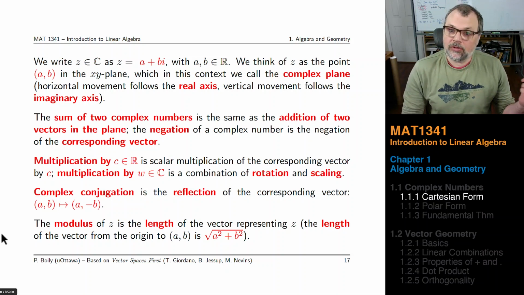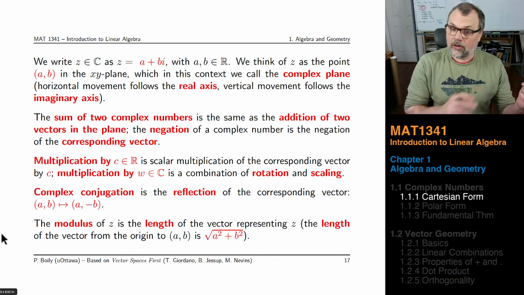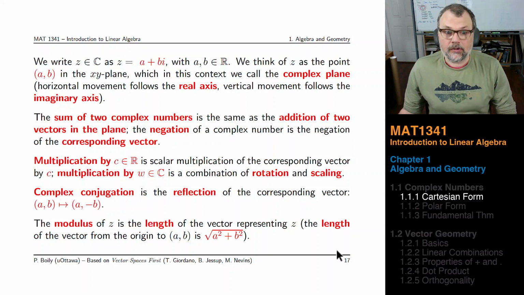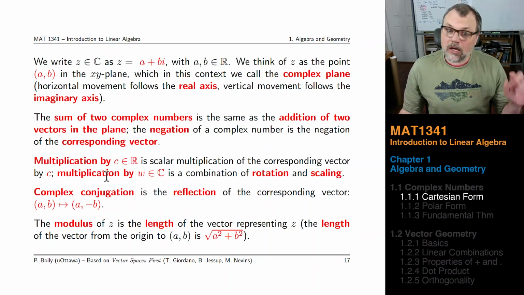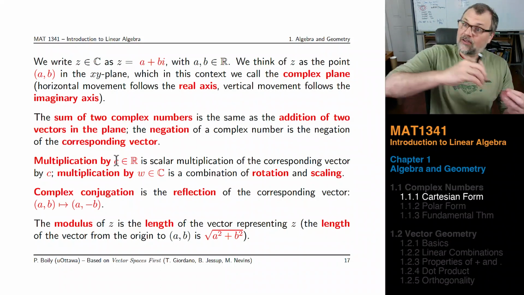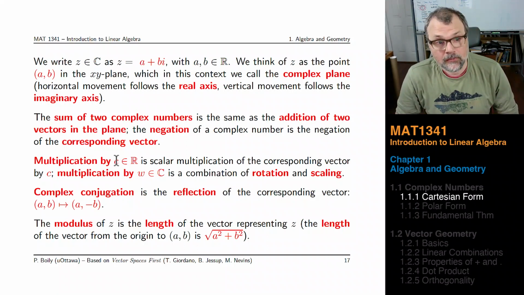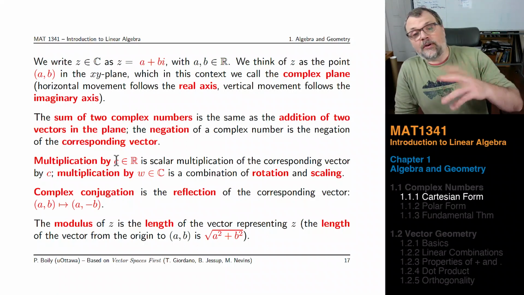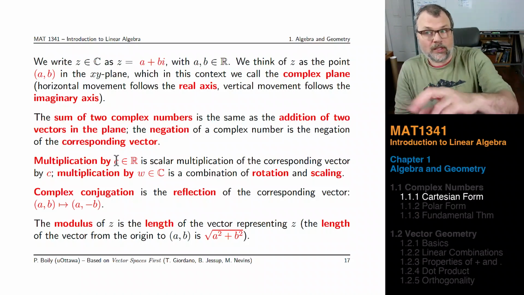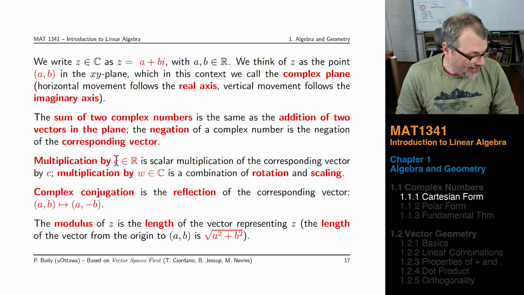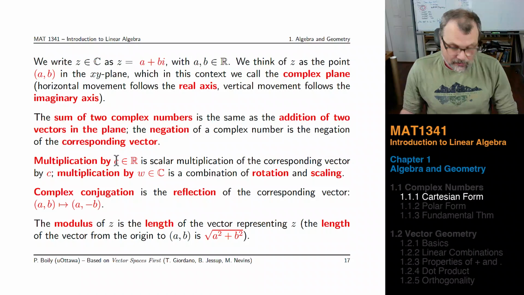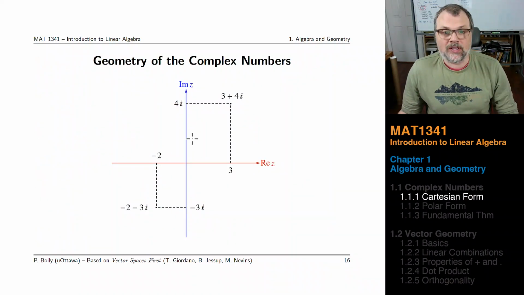Negation of a complex number is the negation of the corresponding vector, a reflection through the origin. If you multiply a complex number by a scalar, by a real number, then that has the effect of stretching or shrinking your vector. And multiplication by another complex number would have the effect of combining a rotation and some scaling in ways that we're going to discuss shortly. The conjugation operation, going from z to z bar, reflects a vector in the real line.